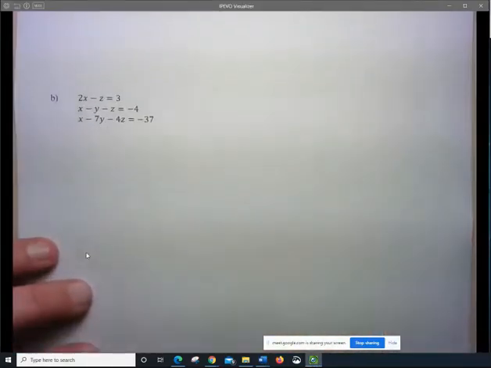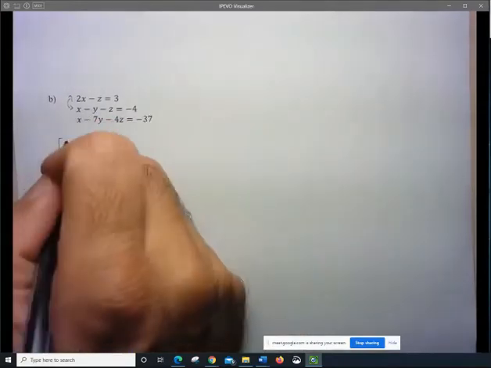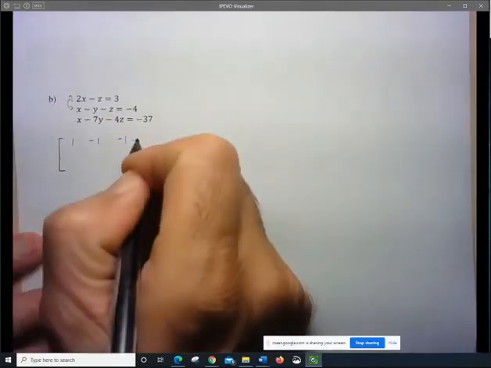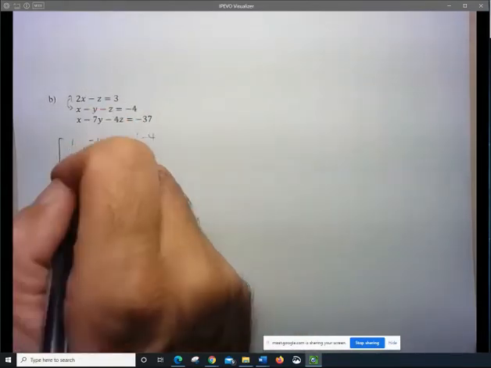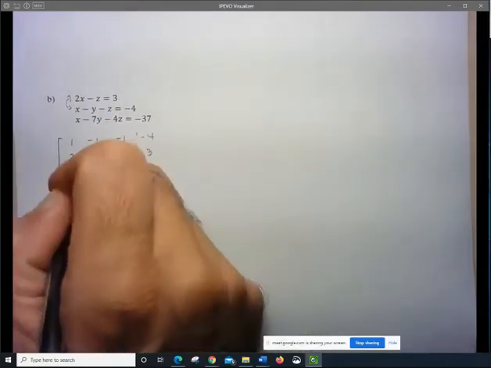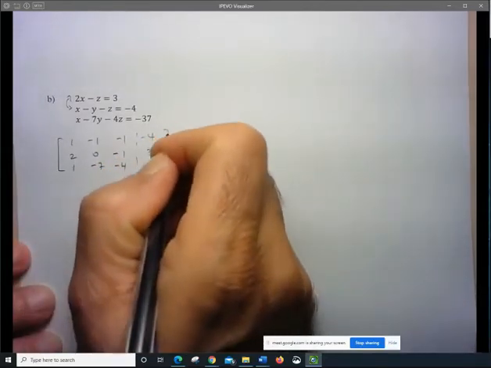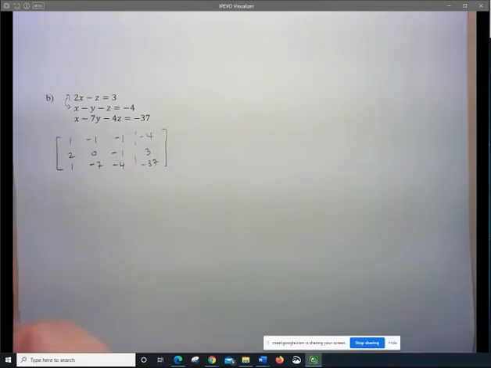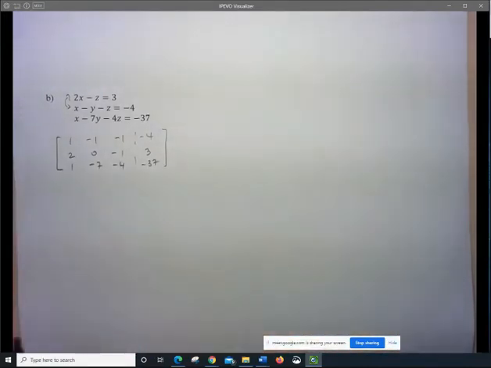So the first thing I'm going to do when I'm writing out my matrix is interchange these 2 rows. I'm going to put this one first, 1, negative 1, negative 1, negative 4. Then I'll put this one here, 2, 0, because there's no y, negative 1, 3, and then 1, negative 7, negative 4, negative 37. And this is what I'm going to start with. Sometimes it's even convenient to interchange 2 rows in the middle of the process. That's perfectly fine. It's a legal operation.